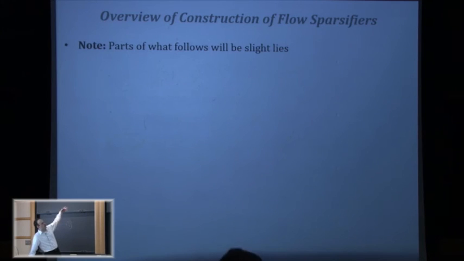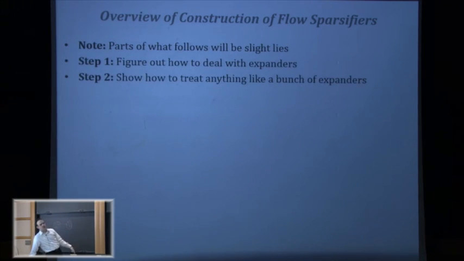OK, now here's my picture for how it works. This will be a slight lie, but not a terrible lie. Roughly, the whole construction of flow sparsifiers is kind of two steps, which is figure out how you'd want to do it in expanders, and then figure out how to pretend everything is a bunch of expanders.